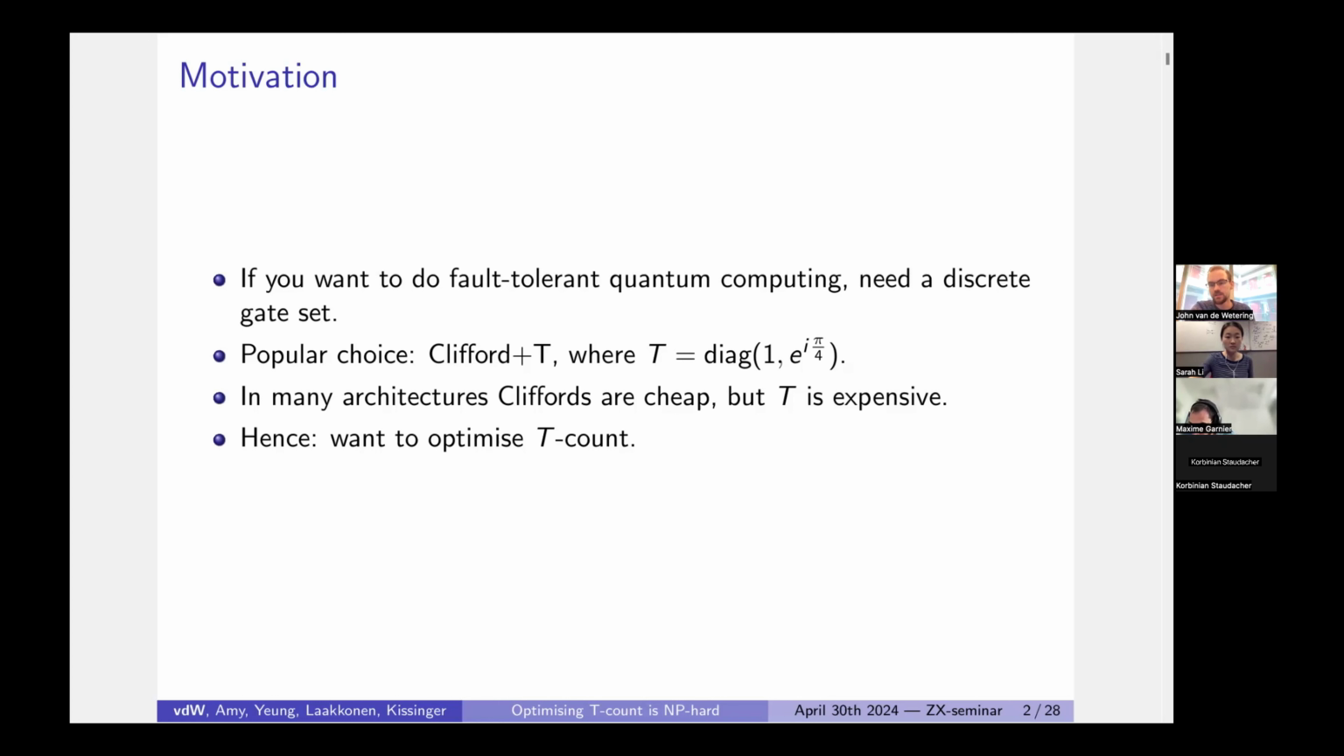Now, in many architectures for fault-tolerant quantum computing, the Clifford gates are all cheap. The T gate is expensive. That's because it's implemented using different techniques than the Cliffords, and that makes it more expensive. And that means that if you want to optimize the cost of running a fault-tolerant quantum computation, then you should be optimizing the T-count, because that is your most important metric of how expensive it will be to run this computation. There are other considerations, but for this talk, I'm just going to ignore those.